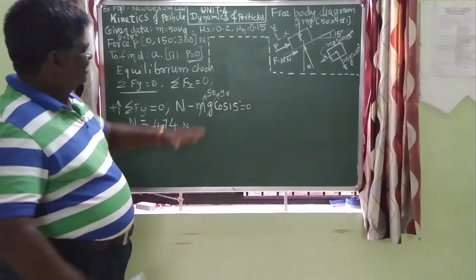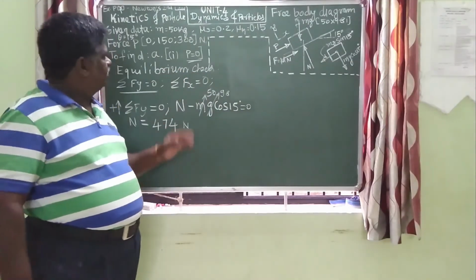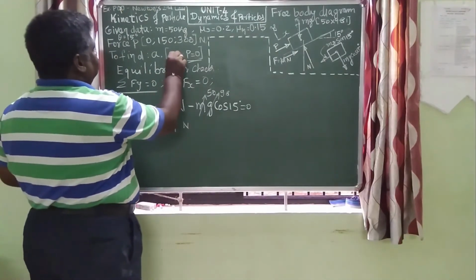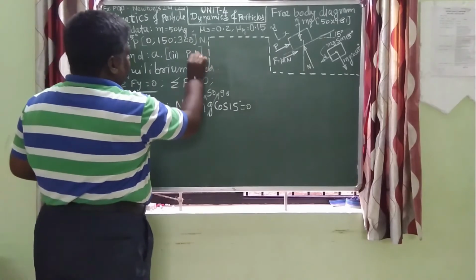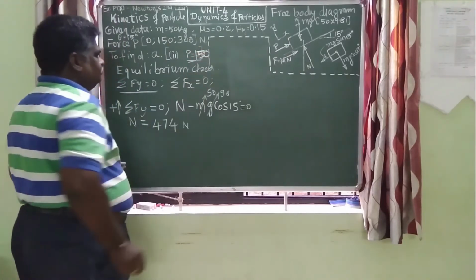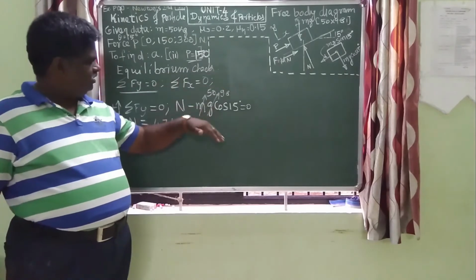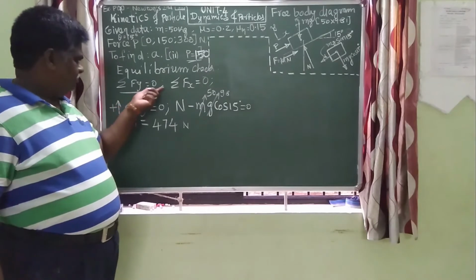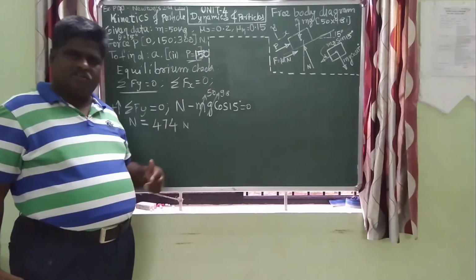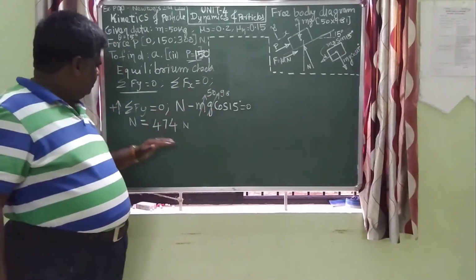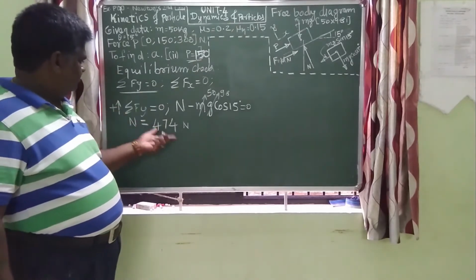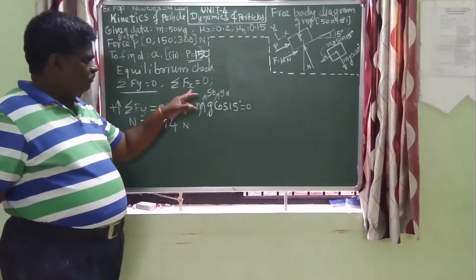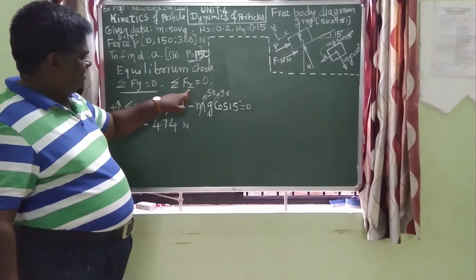Next, continue the same procedure for the other two cases. The next case is external force 150. First we have to check the equilibrium condition, that is summation of Fy equal to 0 and summation of Fx equal to 0. From that we have to determine the reaction force, the same for both cases. So we have to apply it in the x direction only.